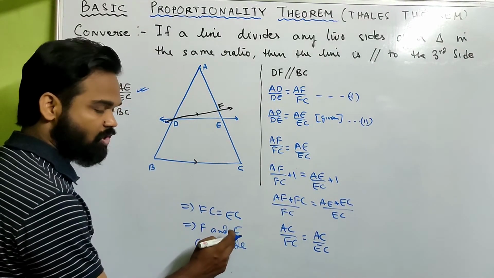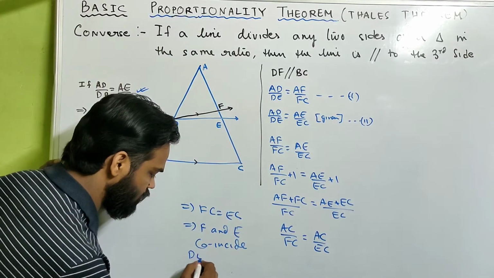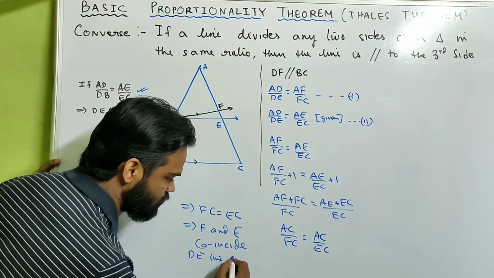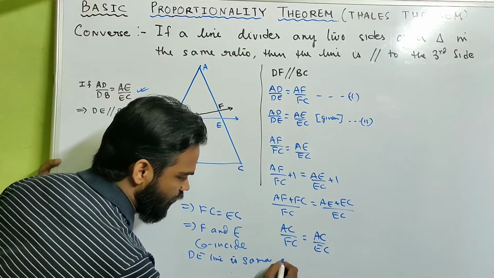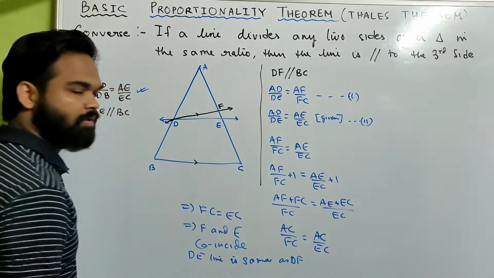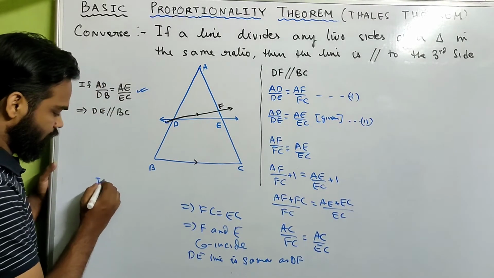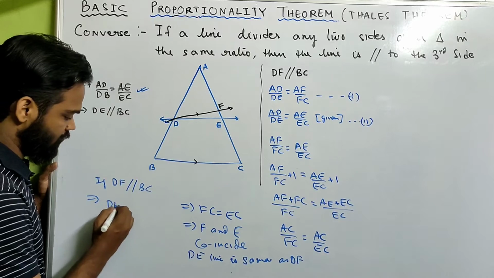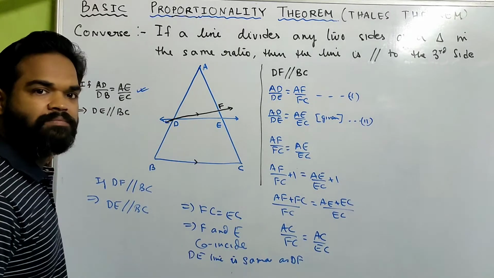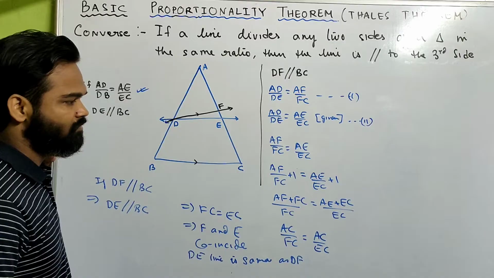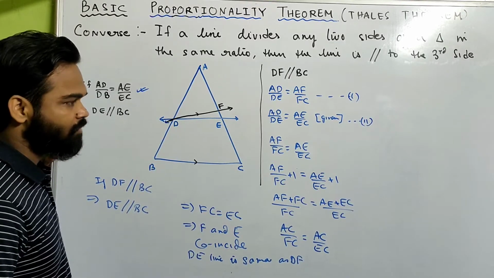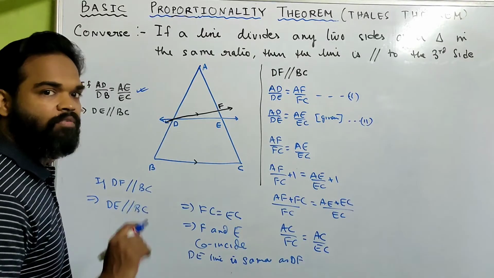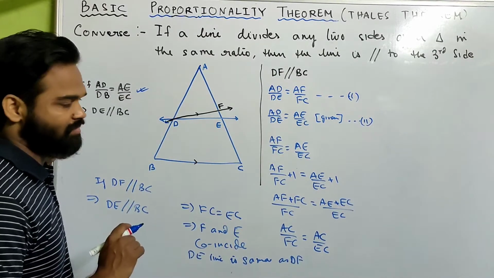And F and E coincide, which means the line DE is the same as DF, which means if we have taken DF parallel to BC, it simply means DE is parallel to BC. Done. Clear? Now let us see one more theorem before we move to area of similar triangles.